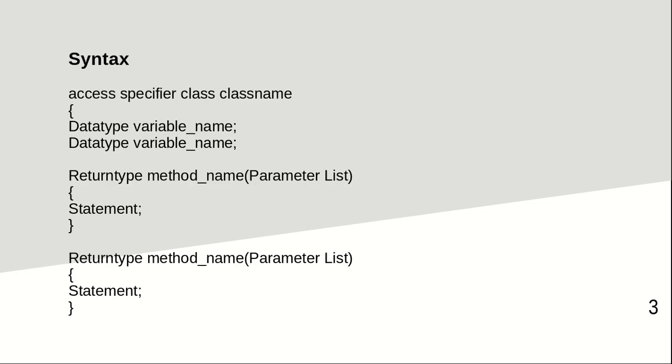So how to define the class? To define the class, we have to follow this syntax. First of all, we have to specify the access specifier. In Java there are three access specifiers: private, protected and public. Then we use the class keyword, then specify the name of the class. The name of the class is any valid identifier.